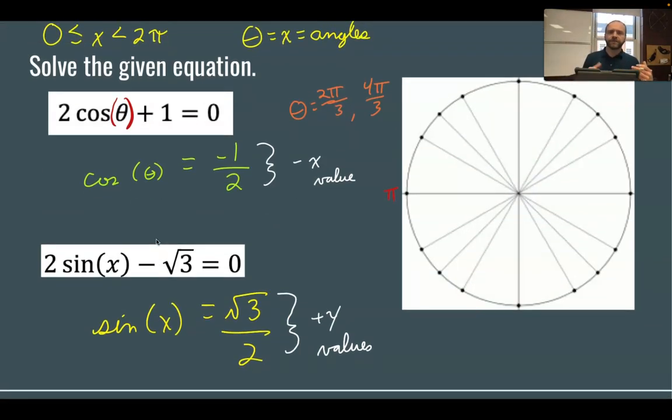Radical 3 over 2: big or small compared to 1/2? Well, it's bigger than 1/2. So radical 3 over 2 would be closer to the outside of the circle. And that'd be this point and this point. Well, those points, nope, that's not my answer. The angles that correspond to those points, that's my answer.